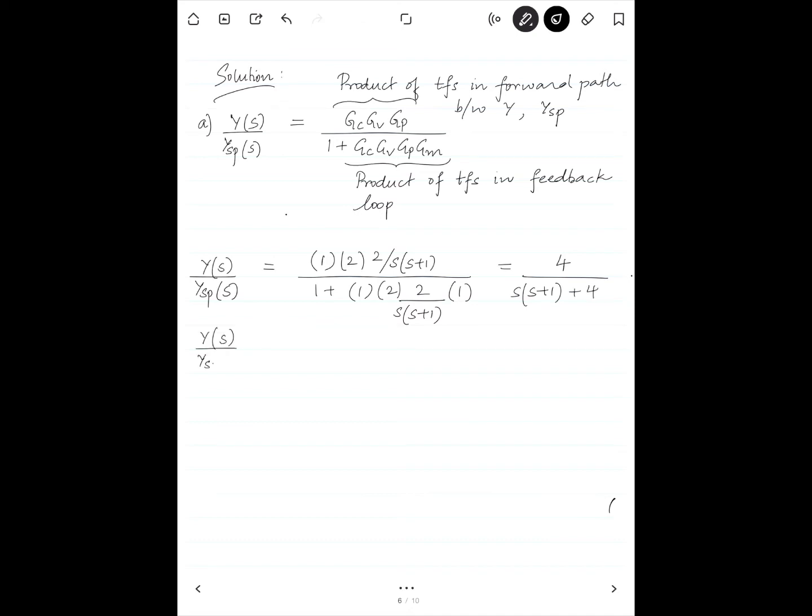And let's just open up the s into (s plus 1) in the denominator. We would have 4 over s squared plus s plus 4. And to get it more typically in the form of a second order transfer function, you would have 1 over (1/4)s squared plus (1/4)s plus 1. And this is the solution for the closed loop transfer function that they have asked for in this question.